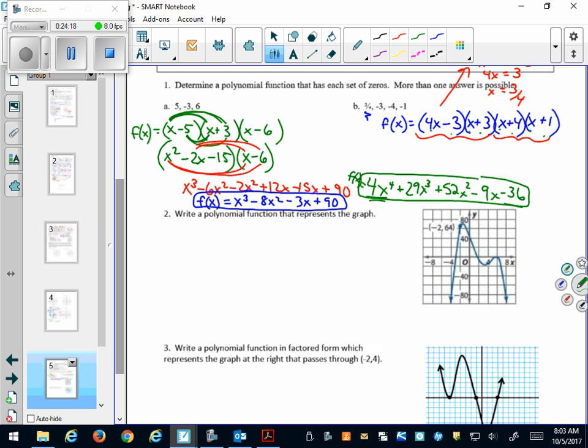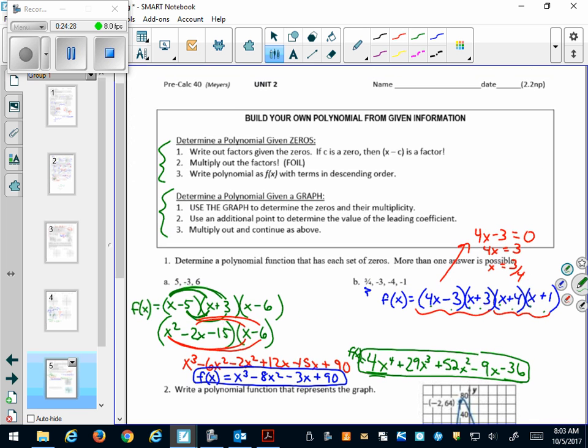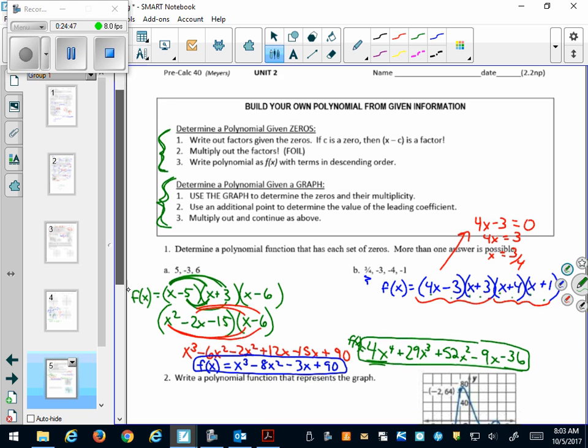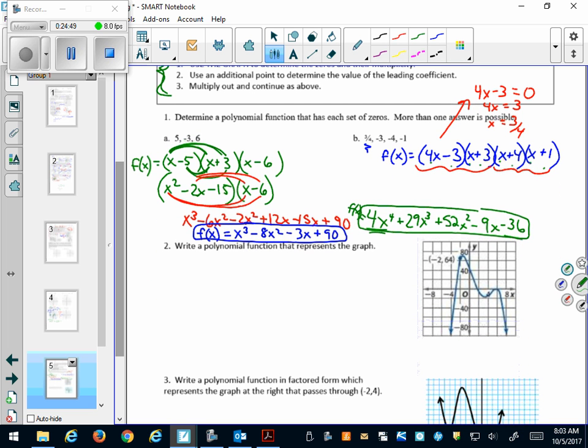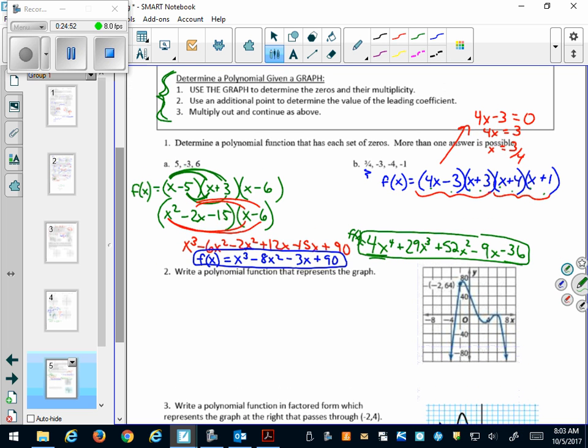Okay, so now in reverse of that, write a polynomial function that represents the graph. So if you look back in our little box here, determine a polynomial given the zeros, these are the steps we just followed. Write out the factors, and then FOIL it out, and then write the polynomial in descending order, so standard form. Now we're going to do this one. Determine a polynomial given a graph. So use the graph to determine the zeros and their multiplicity. You need to know both of those things.